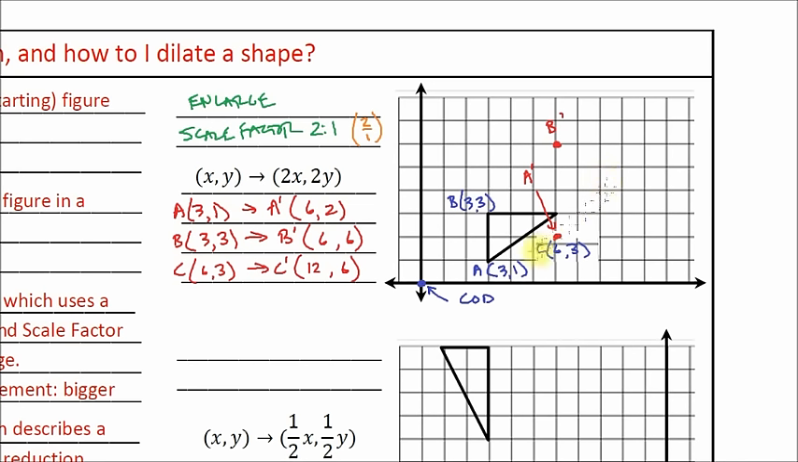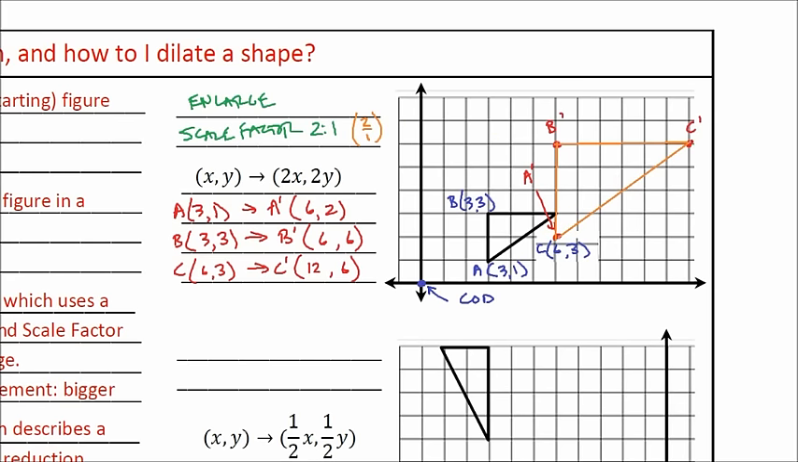Then our C prime is 12, 6. That's going to be 12 is here. 1, 2, 3, 4, 5, 6. And there is our C prime. Let's go ahead and connect these together now. We've got B to C, B to A, and C to A. And there is our enlarged or dilated image.